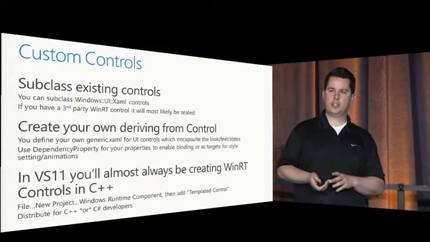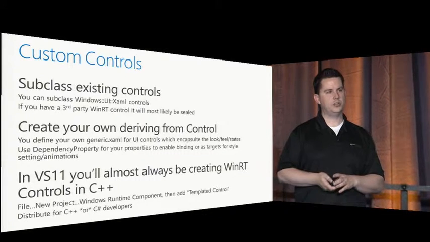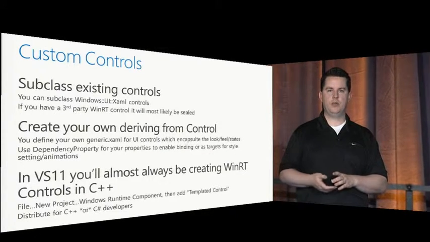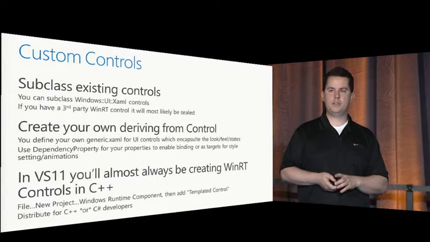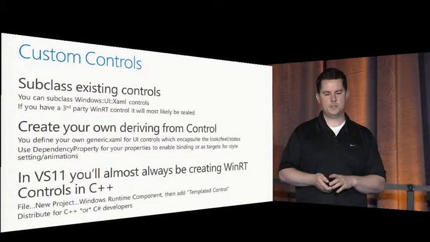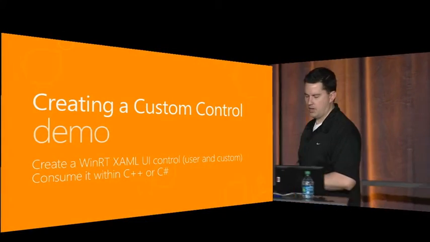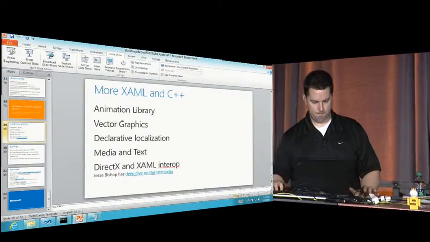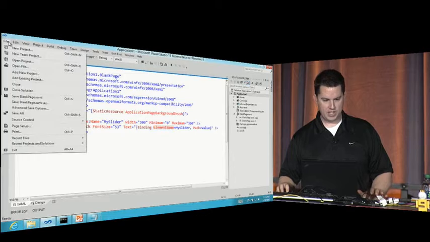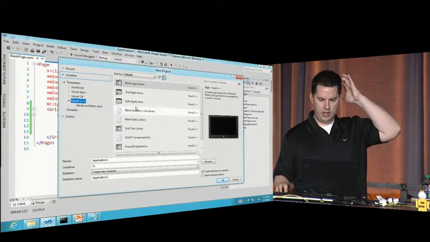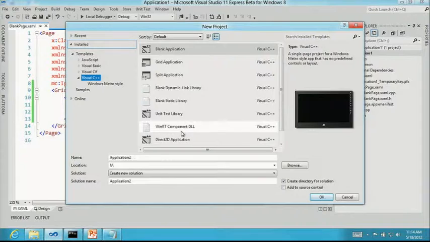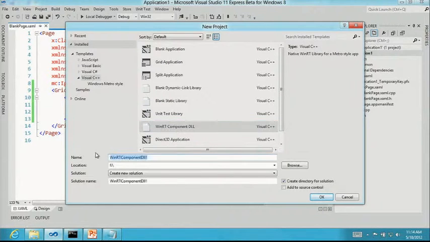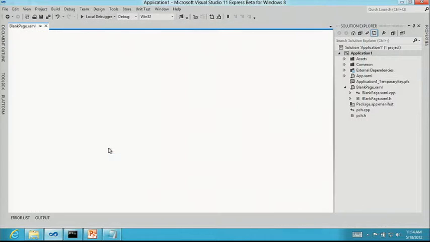When you create a Windows runtime component and you add a templated control to it, you've just instantly made it reusable to not only native developers, but also to managed developers. So let's see if we're able to do a quick example of that. How would I do that here in Visual Studio? Well, the first thing I'm going to do is create a WinRT component, and we'll call it Tim Control.